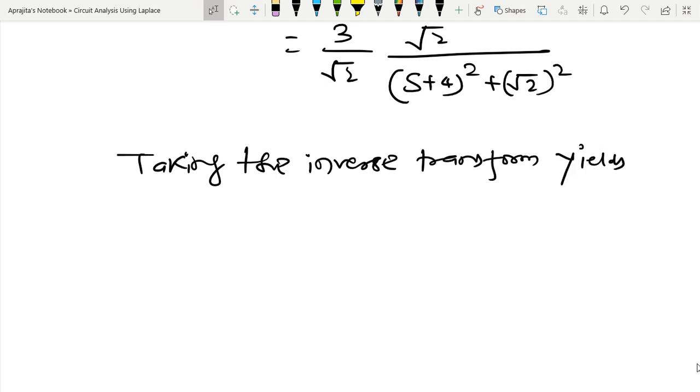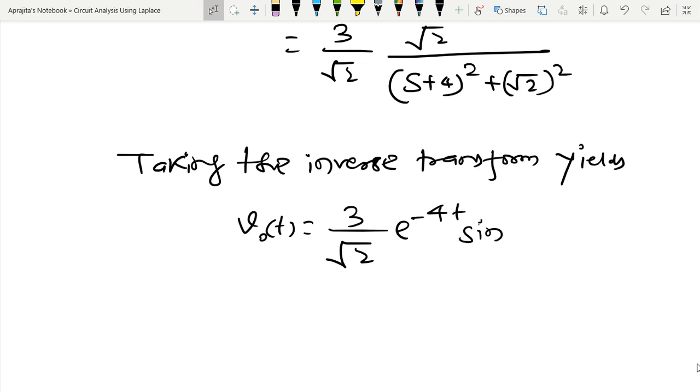This basically yields v0(t) equal to 3 by root 2 e to the power minus 4t sine of root 2 t, and this is in volts, for t greater than or equal to 0, or you can multiply with u(t); both are okay.